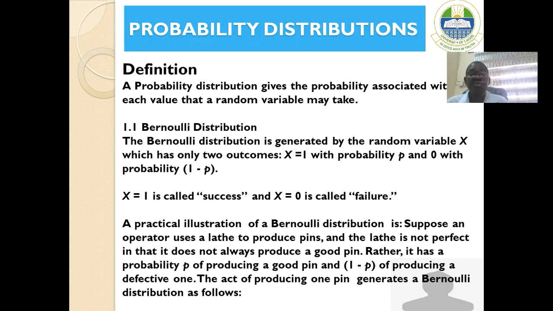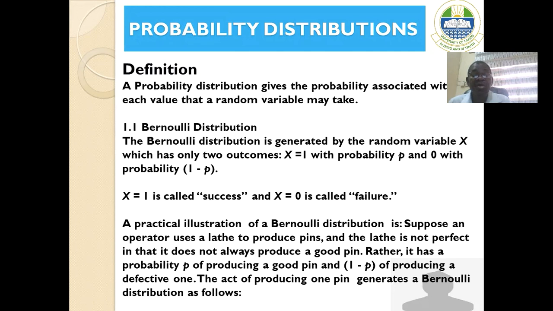The Bernoulli distribution is generated by a Bernoulli random variable, which has only two values, success or failure. Success is given the value 1, and failure is given the value 0. The probability of success is p. That means the probability of failure is 1 minus p.